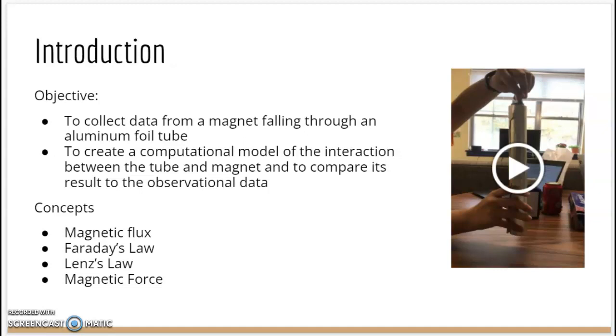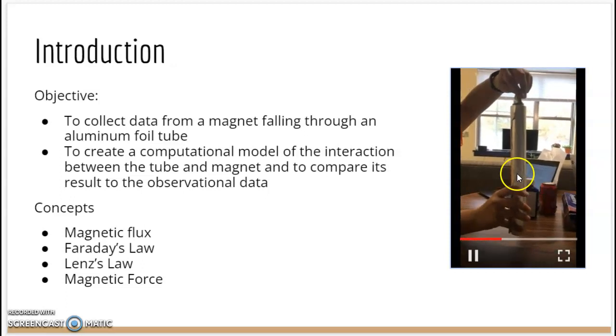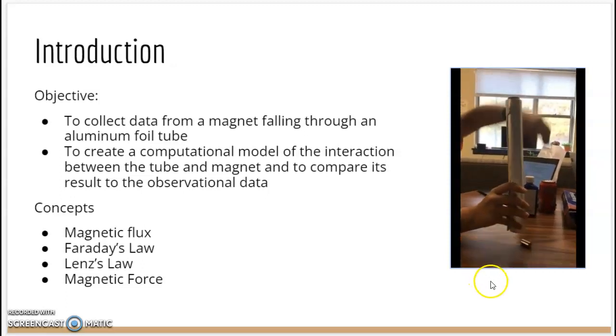So for the introduction, the objective of this lab is to collect data from a magnet falling through an aluminum foil tube. It's also to create a computational model of the interactions between the tube and the magnet, and to compare its results to the observational data. Concepts we'll learn during this lab include magnetic flux, Faraday's law, Lenz's law, and magnetic force.